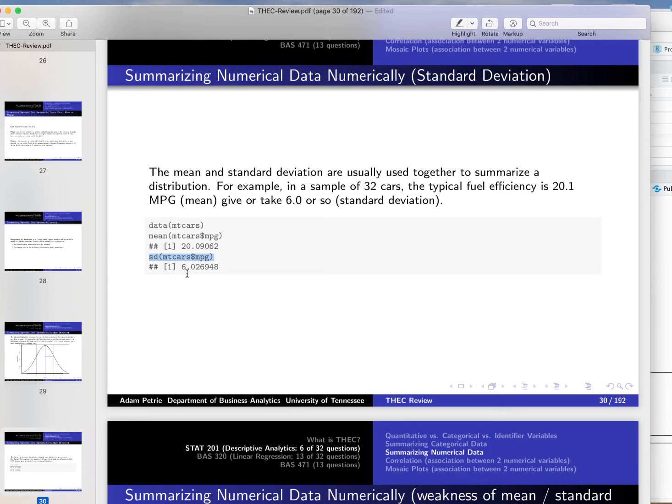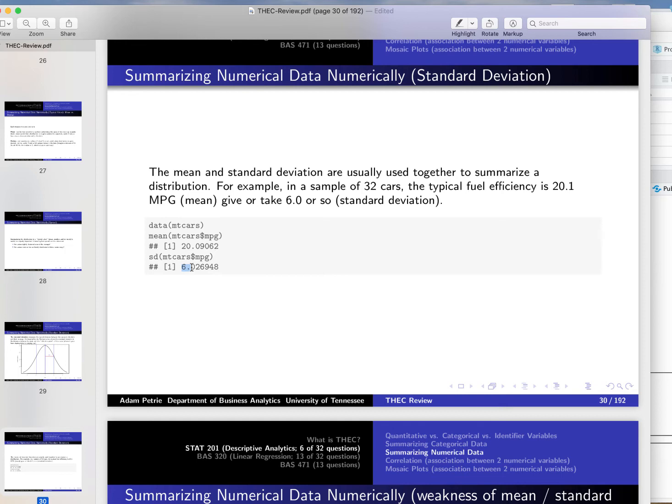So how do we interpret this? There are two ways that I like doing it. The first way is nice and easy. We can say that the typical value we might observe in the data is around 20, give or take 6 or so. So one way to interpret the standard deviation is the give or take associated with the average value.